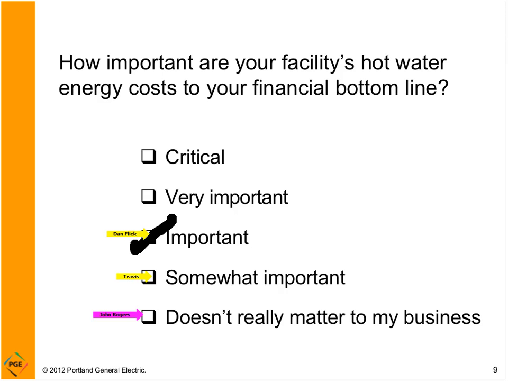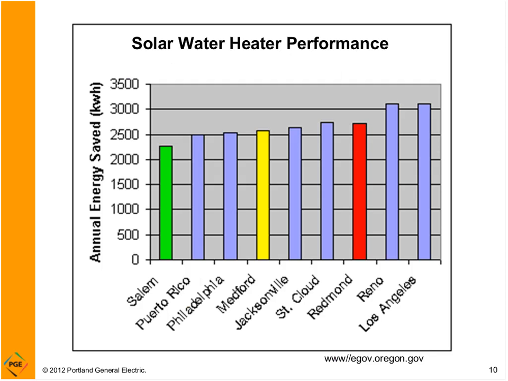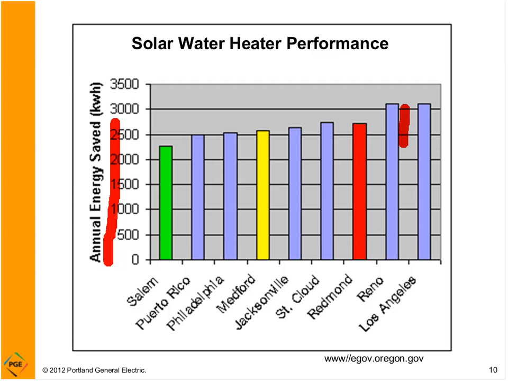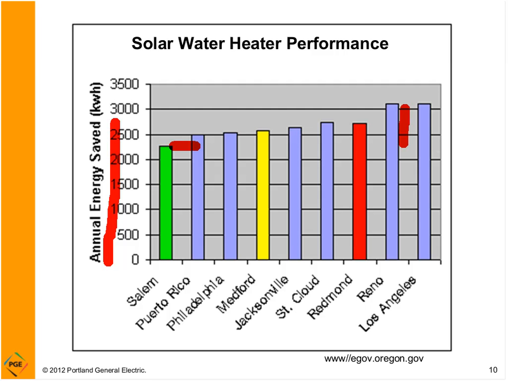So let's move on. Wanted to give you a sense of relative performance and savings. You can see on the vertical axis here, we've got annual energy saved going up that axis, and we've got different locations on the horizontal axis. You can see that in Salem, the lowest level of savings is achieved, but it's still very significant. Even Reno and LA are only, what, maybe 25% more than you can save in Salem. So again, here in Oregon, even in the shady side of the mountains, you can achieve some pretty good savings.